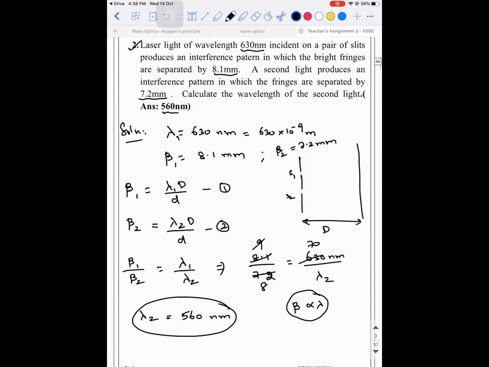If at all you get a value greater than 630, it is wrong. Suppose this question comes in an MCQ, you need not sit and solve it. If the options are such that three options are greater than 630 and one is less than 630, you can directly go with that option. That's why I mentioned it.